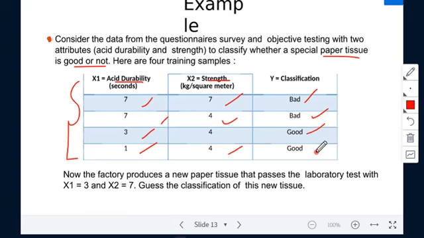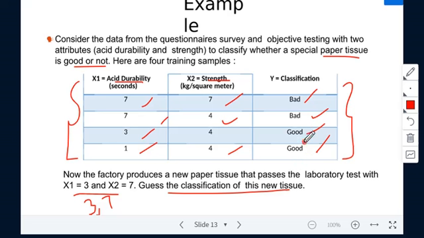Like this we have the training data. All these are training data. Now what we have to do, we'll take a test record, that is the acid durability is 3 seconds and strength is 7 kilogram per square meter. We have to check to which class this 3 comma 7 data point, x-axis y-axis you can say, belongs, whether it belongs to bad or good.